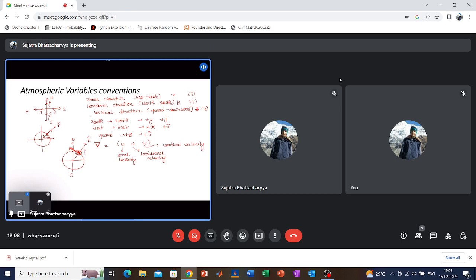So I can write any velocity on the earth as a vector: u i cap plus v j cap plus w k cap. This is the atmospheric variable convention, clearly written. We will use these conventions in the numericals to understand the concepts properly.